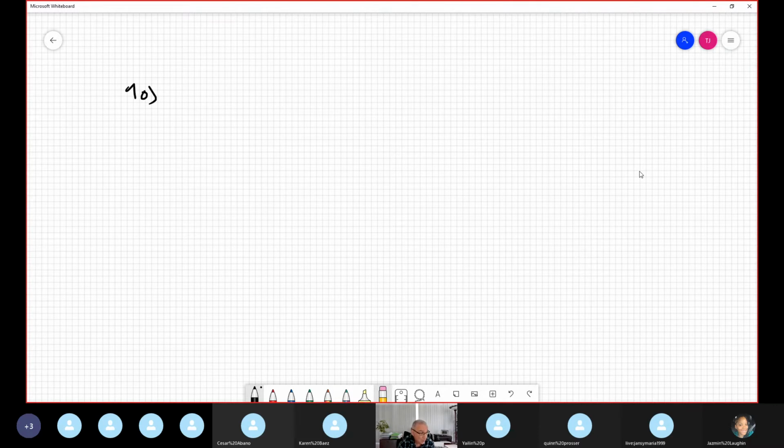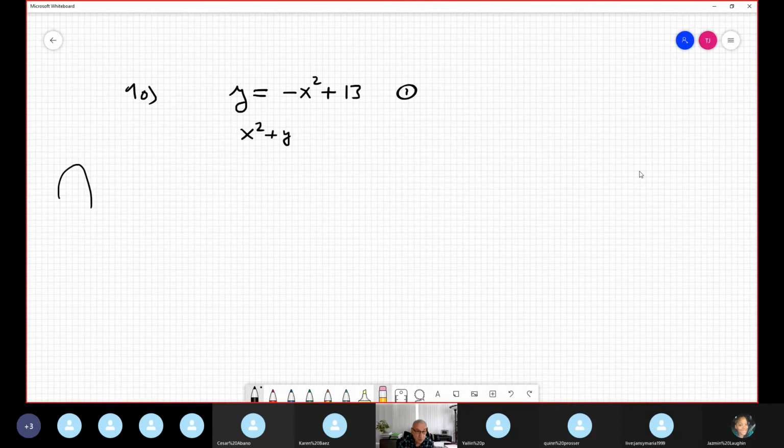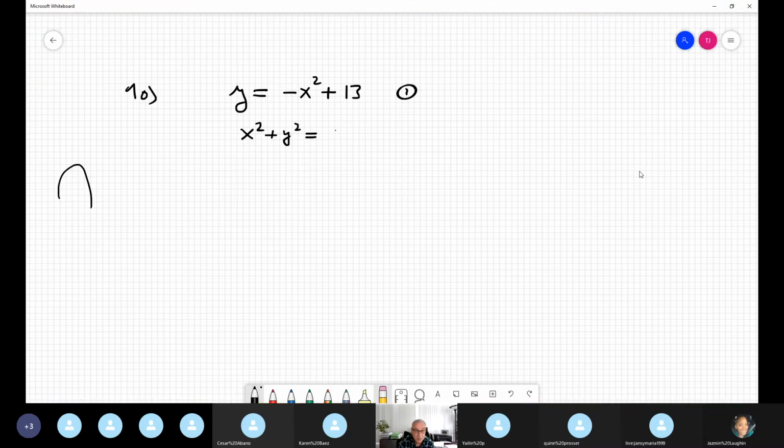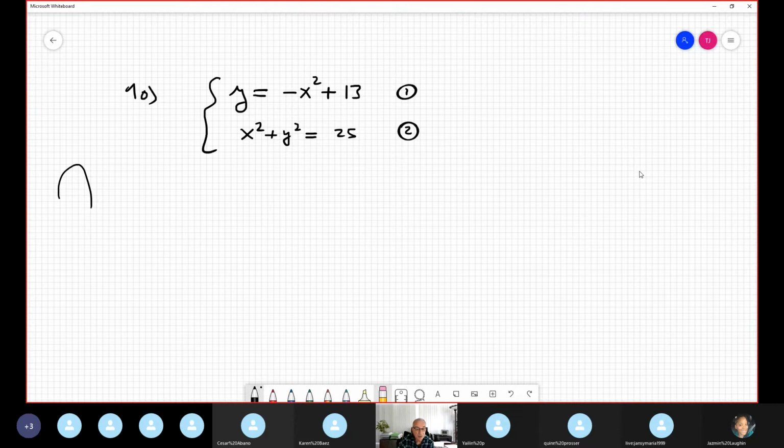I suppose this y equals -x squared plus 13. This looks like a parabola. A parabola that opens down, no? Parabola like that. Okay, this is my equation 1. And my equation 2 is a circle: x squared plus y squared equals 25. This is a non-linear system of equations. So I take advantage that we have a linear function. A linear is also easier than non-linear.